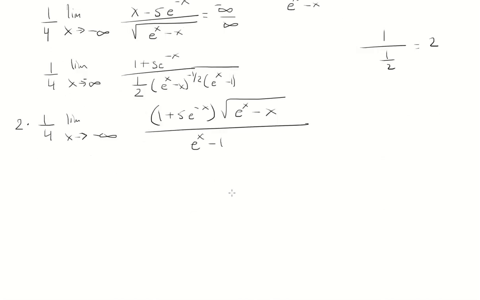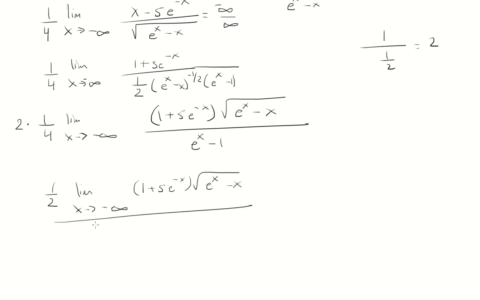Now we're going to separate this into two limits. So first, 2 times 1/4 is 1/2. The limit on the top will just be 1 + 5e^(−x) times the square root of e^x − x, over the limit as x approaches negative infinity of e^x − 1.